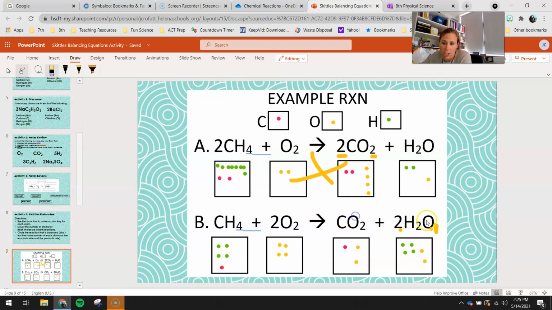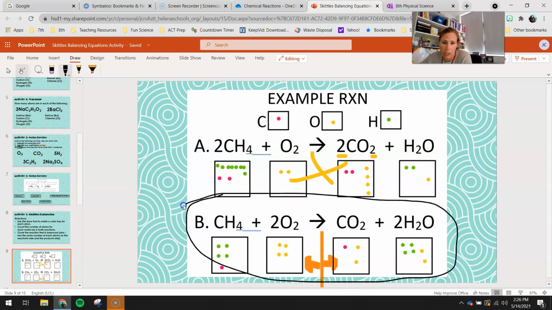We already know our first reaction is wrong, but let's double check to make sure our second reaction is in fact correct. We should have the same number of colored dots on each side. Here's one side, and here's the other side. For my green hydrogens, I have 1, 2, 3, 4 on this side, 1, 2, 3, 4 on this side. For my carbons, I have 1 over here and 1 over here. And for my oxygens, 1, 2, 3, 4 on my reactant side, and 1, 2, 3, 4 on my product side. So my last step would be to circle the correct equation.